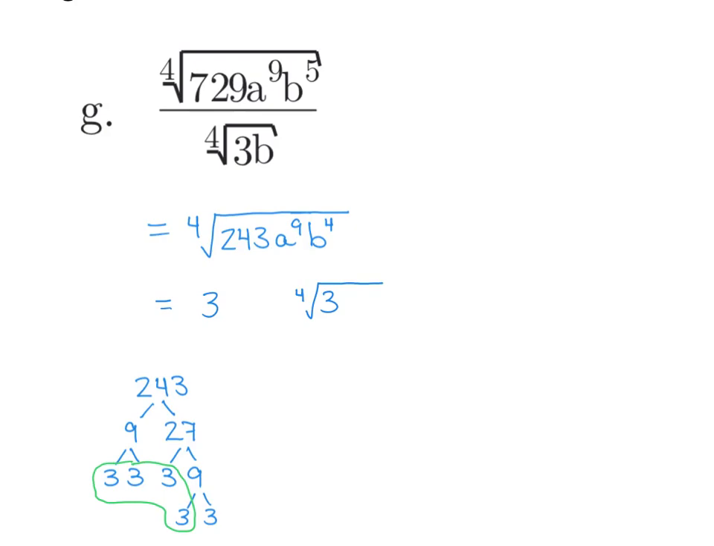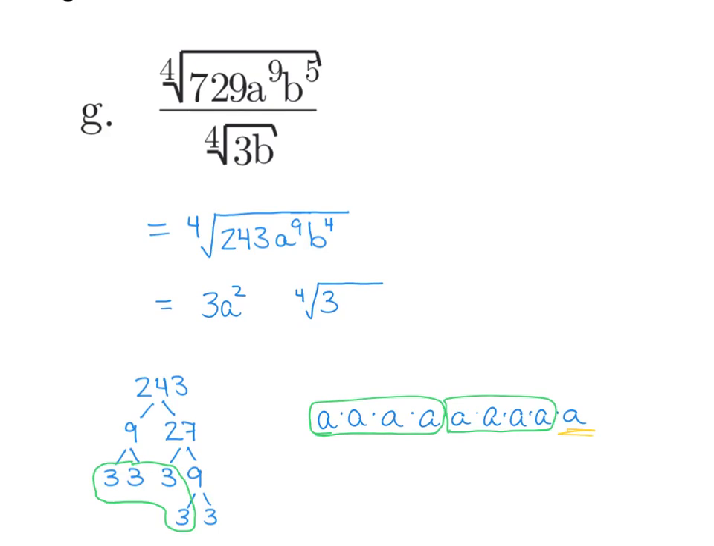All right, a to the 9th. How many groups of 4 can I make with a to the 9th? Well, if I have 9 a's, I can make 2 groups of 4. So that means I can pull out an a squared. And I have 1a left over. That will stay inside.